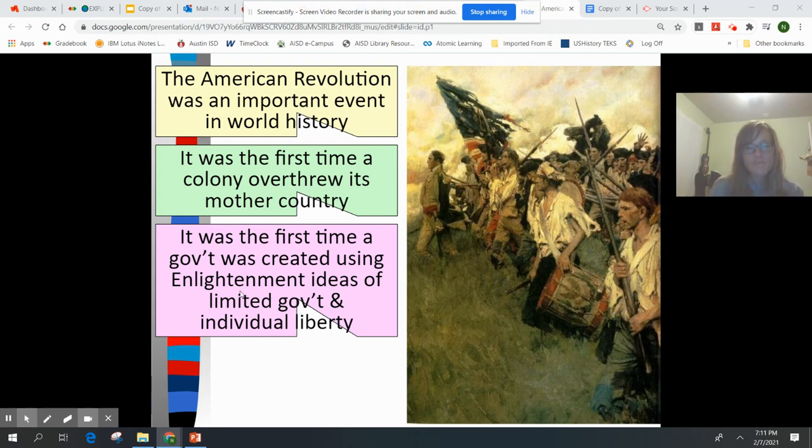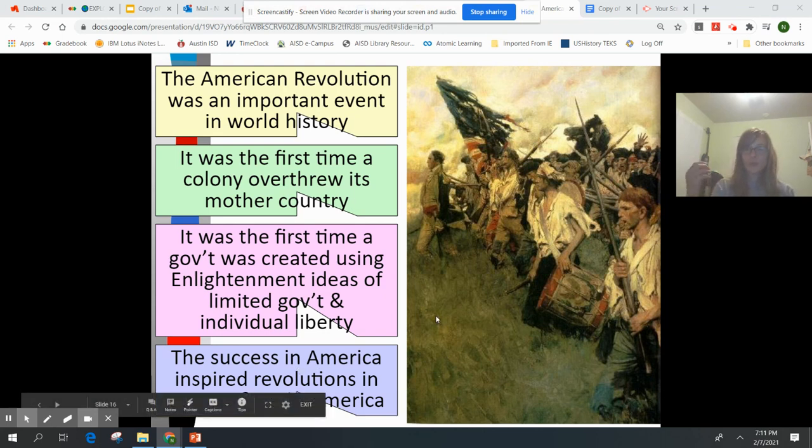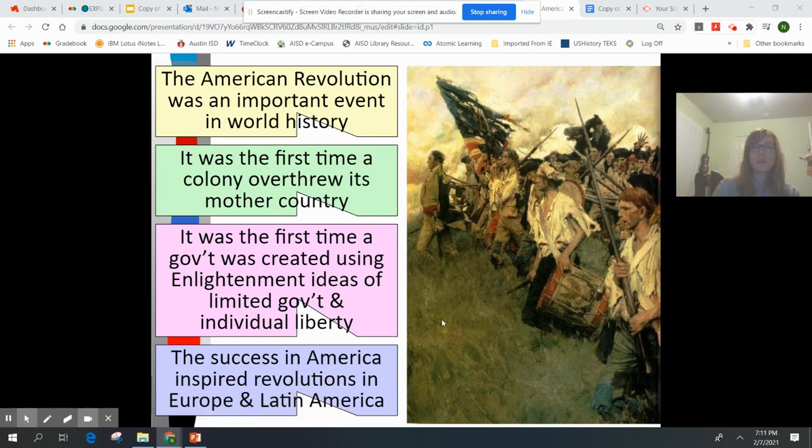And actually, I would kind of disagree with this, because if you look at the English Bill of Rights, and if you look at the British Parliament and those types of things, those really kind of do have those Enlightenment ideas. And it's just that the Americans weren't getting those rights, and that's why they rebelled. And so the American Revolution is going to inspire the French Revolution, and it's also going to inspire the Latin American independence movements as well.